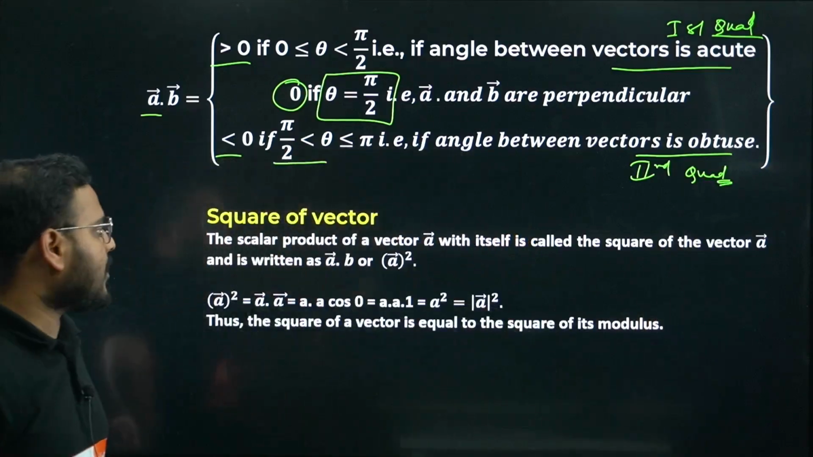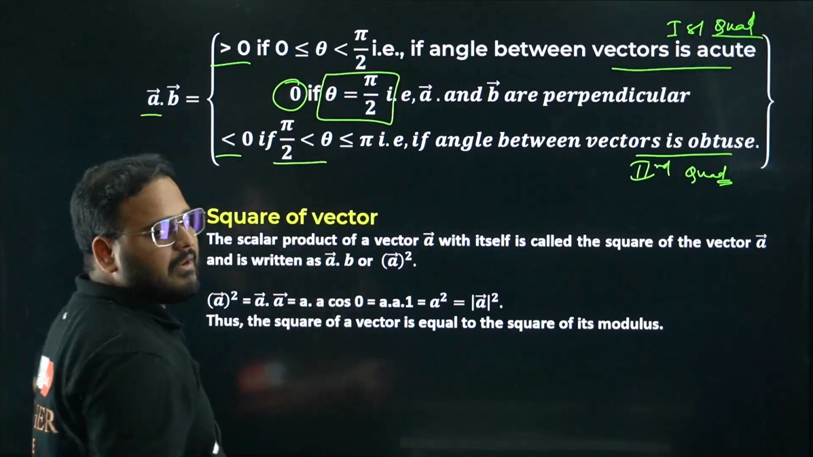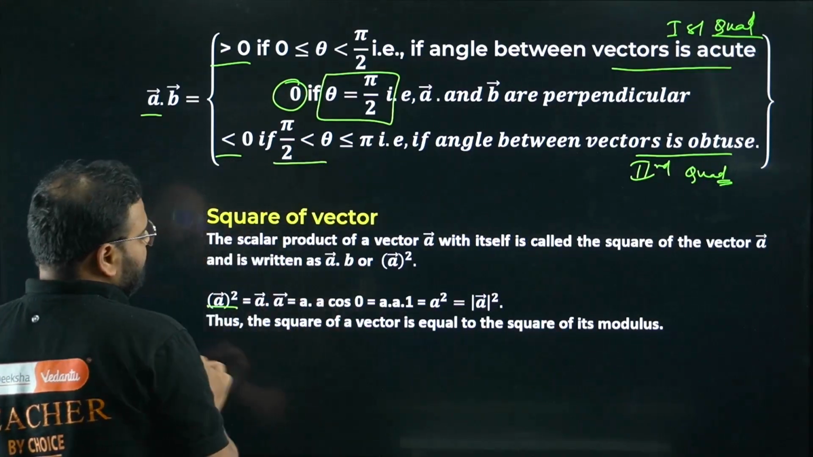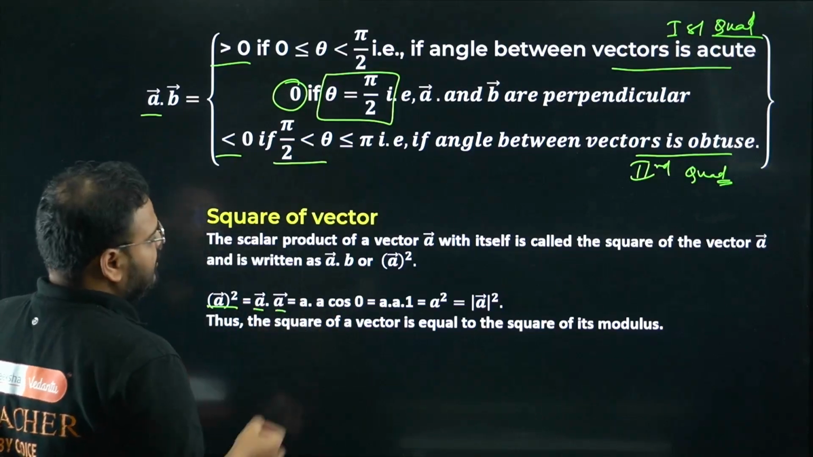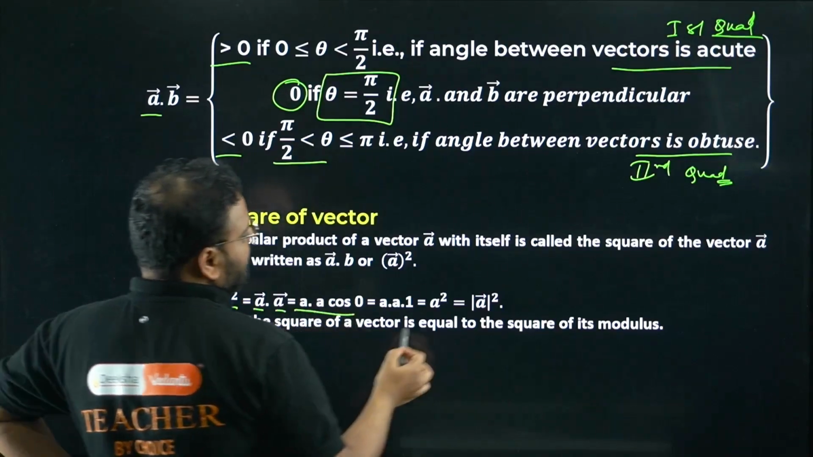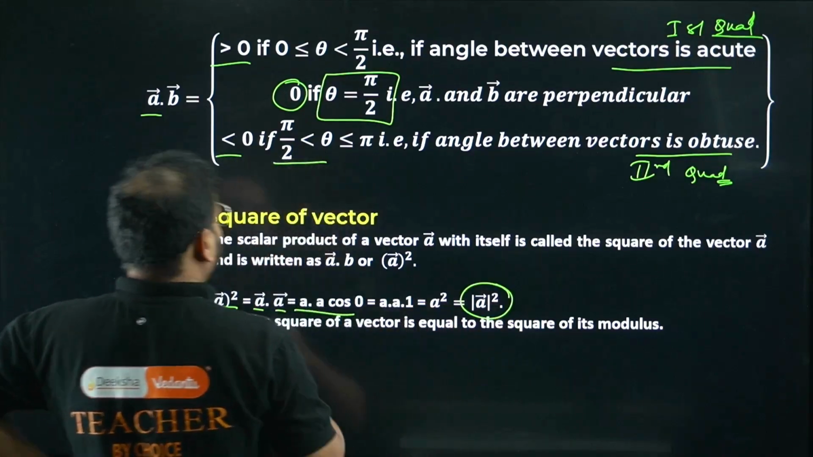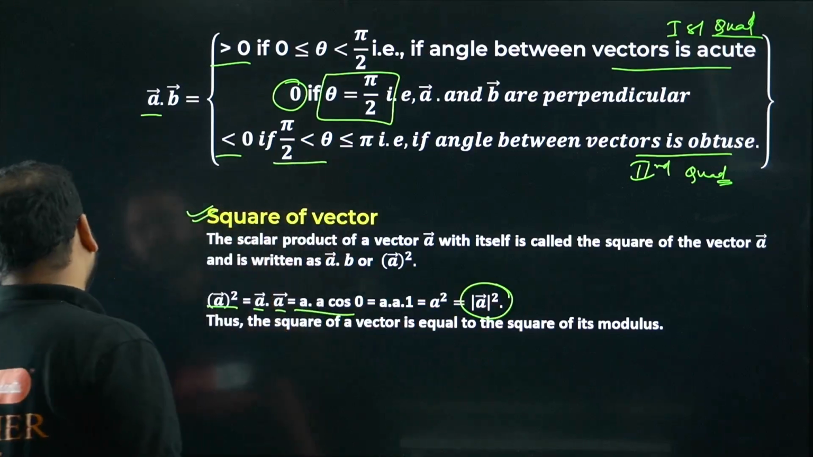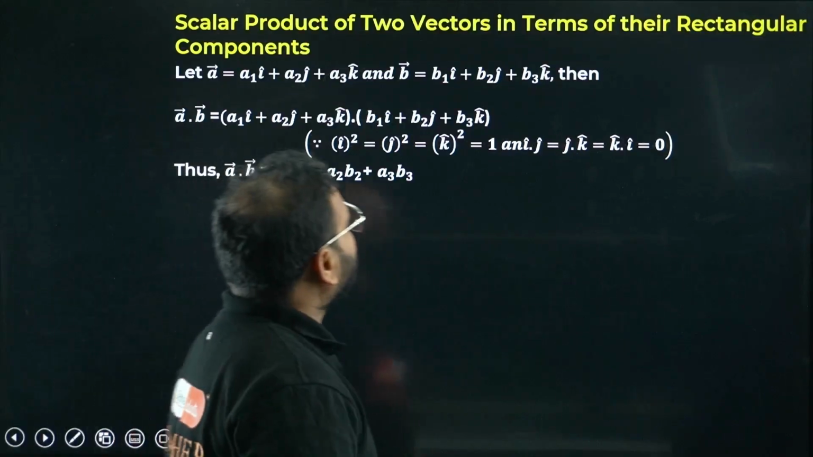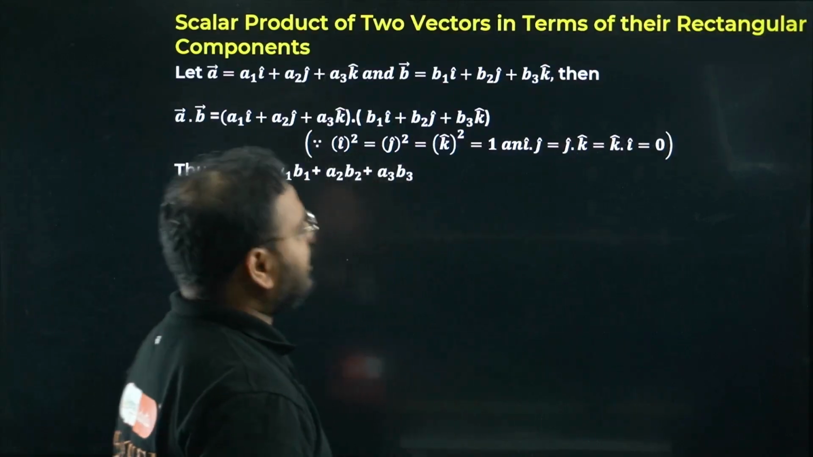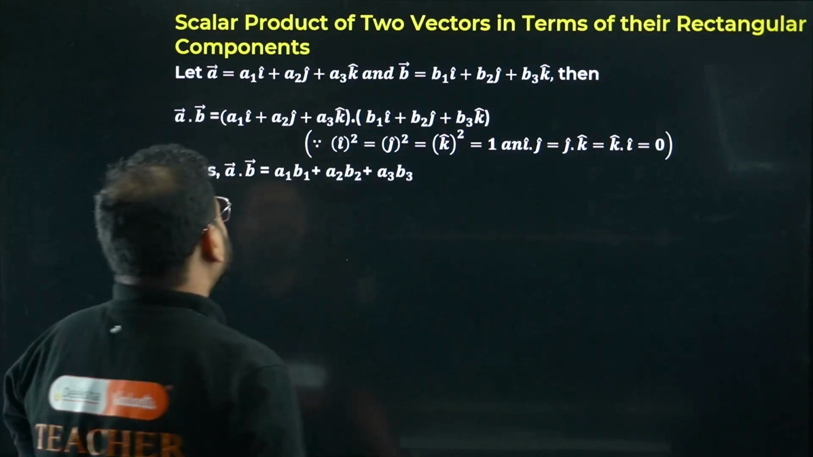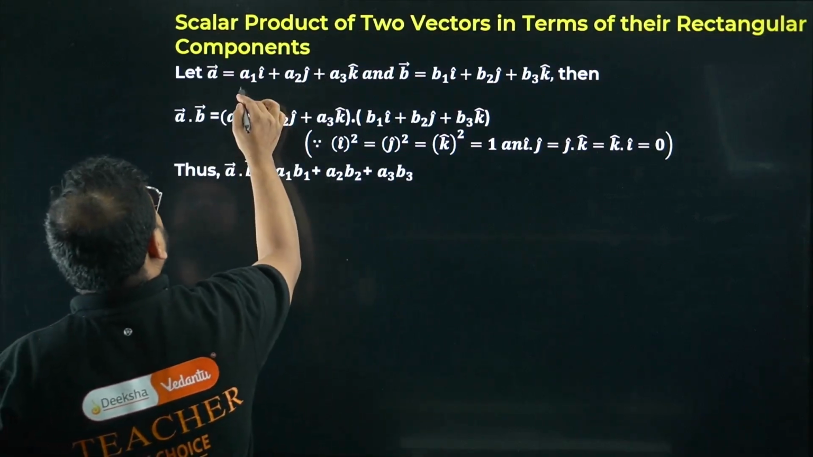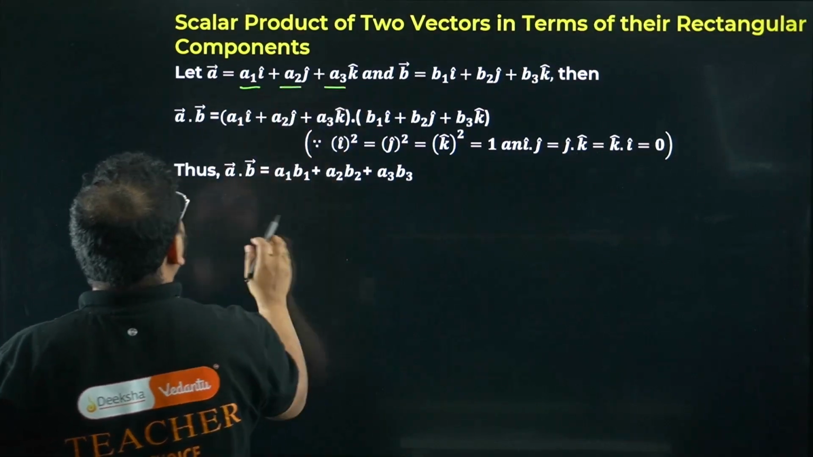Square of a vector, what does it mean? Multiplying it to itself. So the square of a vector means A dot A, so A cos 0 is simply going to be A square itself. That is it. Okay, let's move on now. Scalar product of two vectors in terms of their rectangular components. I did that already. Please check here. I took them as x1, x2, x3. Have a look.